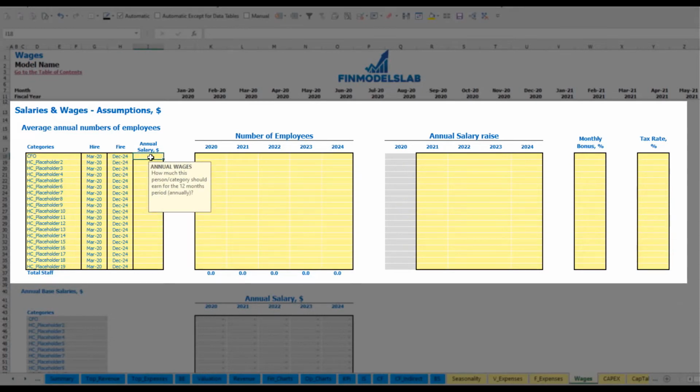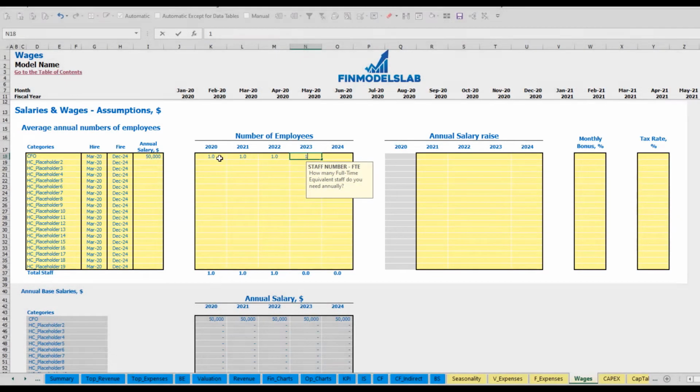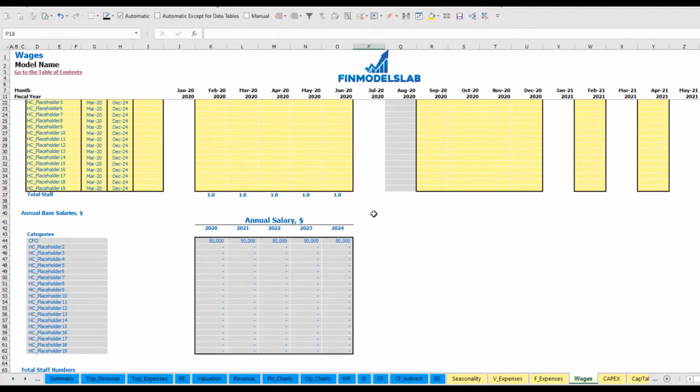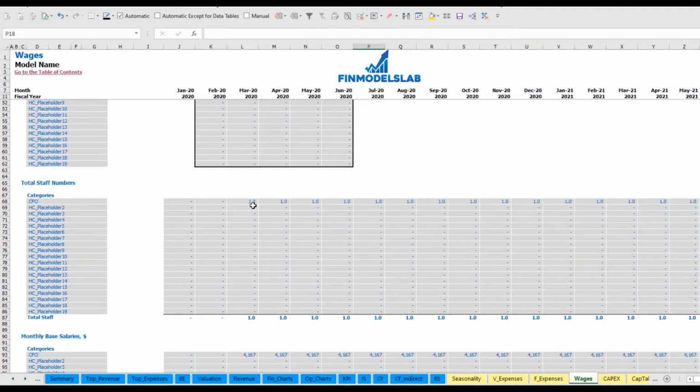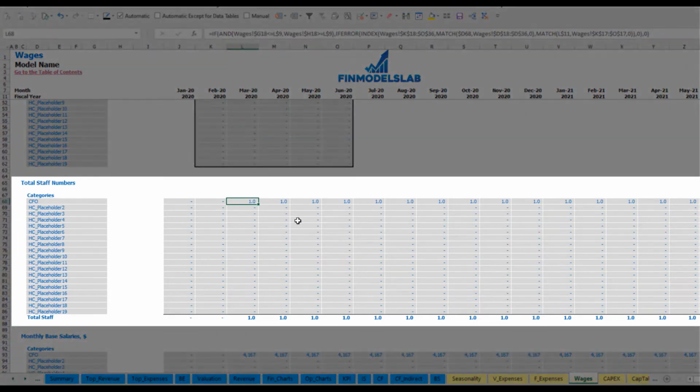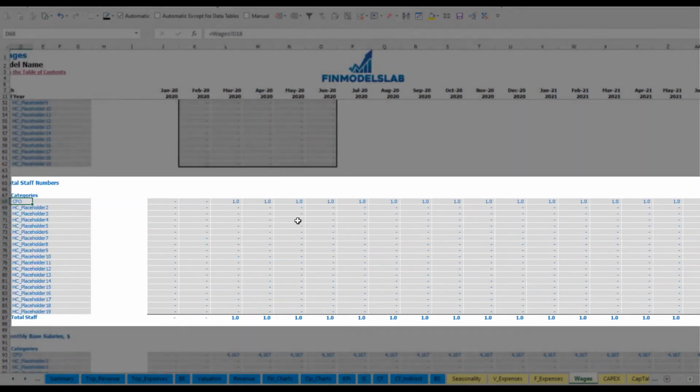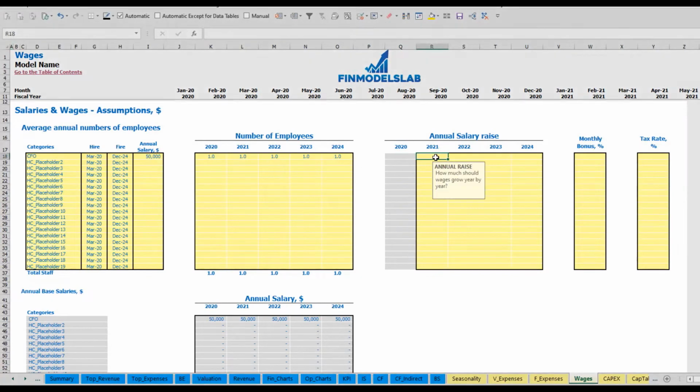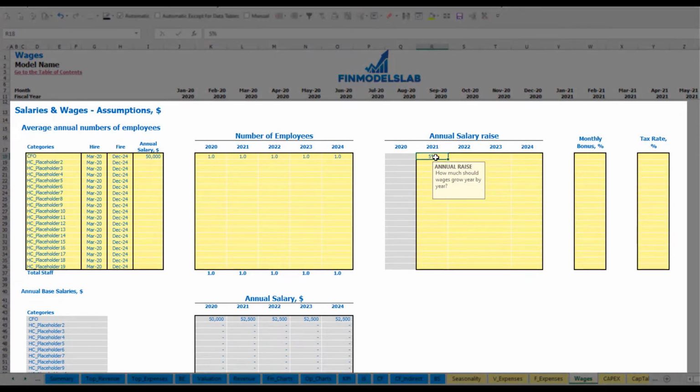So the annual salary can be $50,000, and this will be one CFO over the time. So you may see one CFO, which is one headcount, starting from March till the end of the model, which is December 24. Also, you can input 5% of salary growth rate. You may see the amounts by years connected to this annual salary and impacted by the annual salary rise.